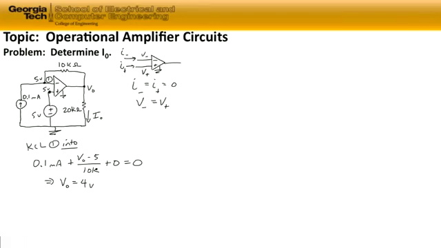Now that we have that value, it's easy for us to find the value for the output current through the 20 kilo ohm resistor. Because we know that current, I out, is equal to V out, voltage at this node, minus the voltage at the bottom node, which is 0 volts, divided by 20 kilo ohms. And V out is 4 volts, and 20 kilo ohms gives us 1/5 milliamps for I out.